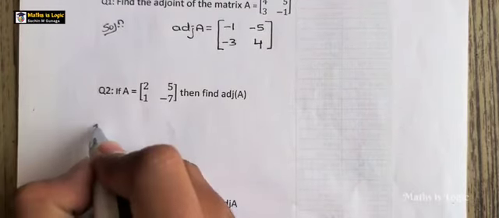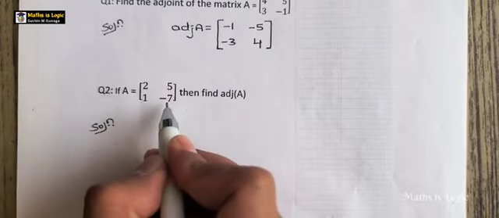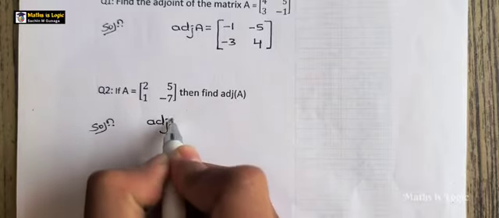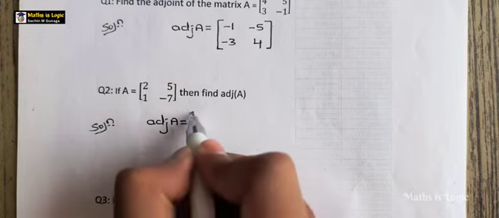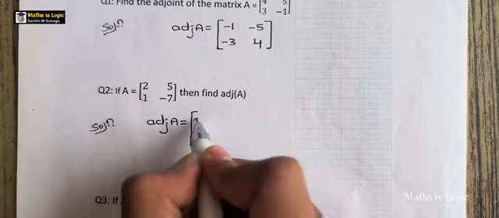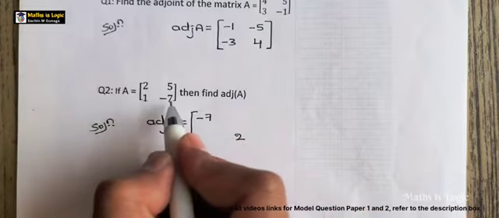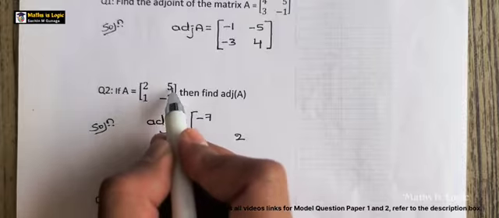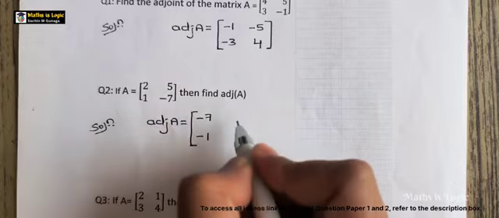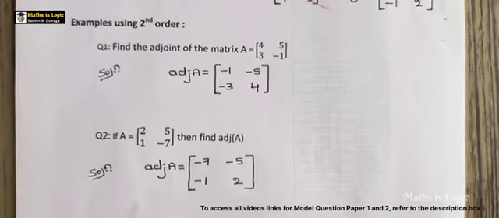Next, another example. Solution. If A is equals to 2, 5, 1, minus 7, find adjoint of A. Therefore, adjoint of A is equals to, interchange principal diagonal elements. Therefore, minus 7 and here 2. After interchanging principal diagonal elements, for the remaining elements change the sign. Plus 1 becomes minus 1, plus 5 becomes minus 5. So this is the first type of example.